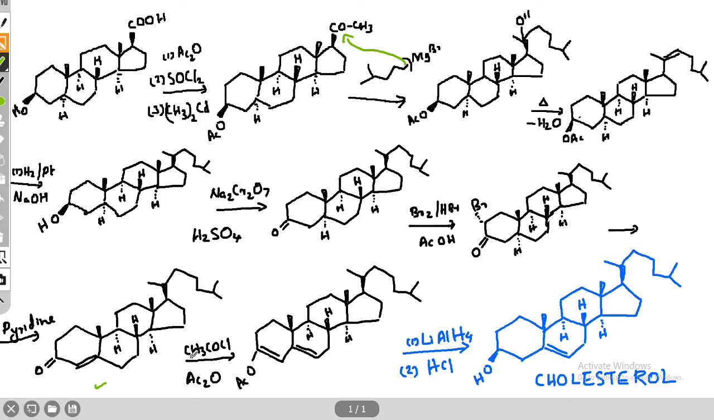Then when it is treated with acetyl chloride, this is again protected as OAc. Okay. Then at last it is reduced using lithium aluminum hydride, so that this double bond is reduced to an OH group, and after that it is hydrolyzed. That is, this OAc group is hydrolyzed using HCl to form OH. So this is the structure of cholesterol.